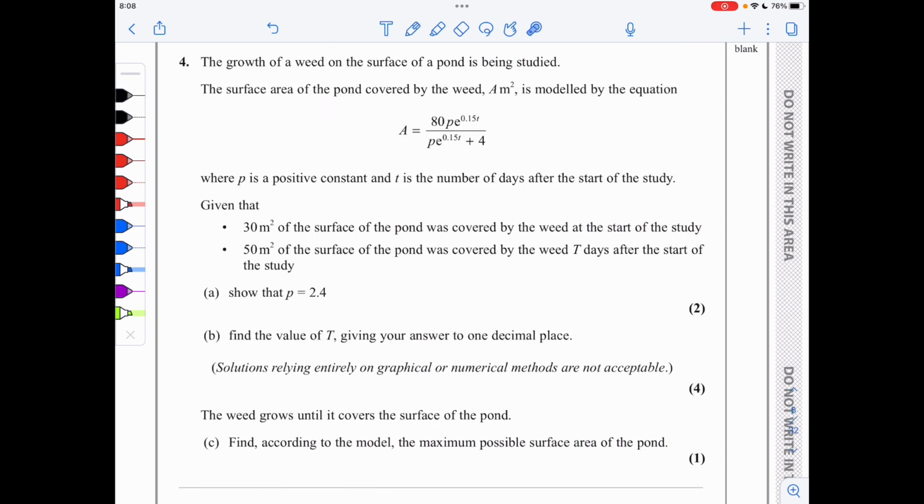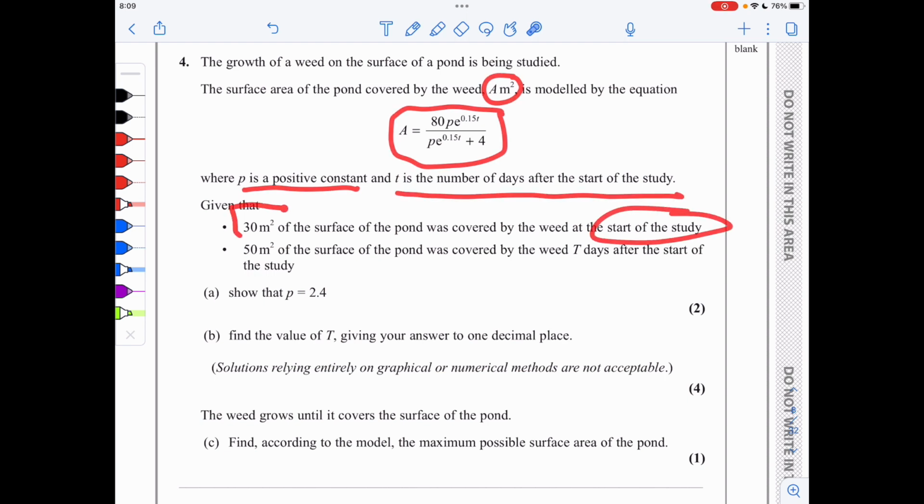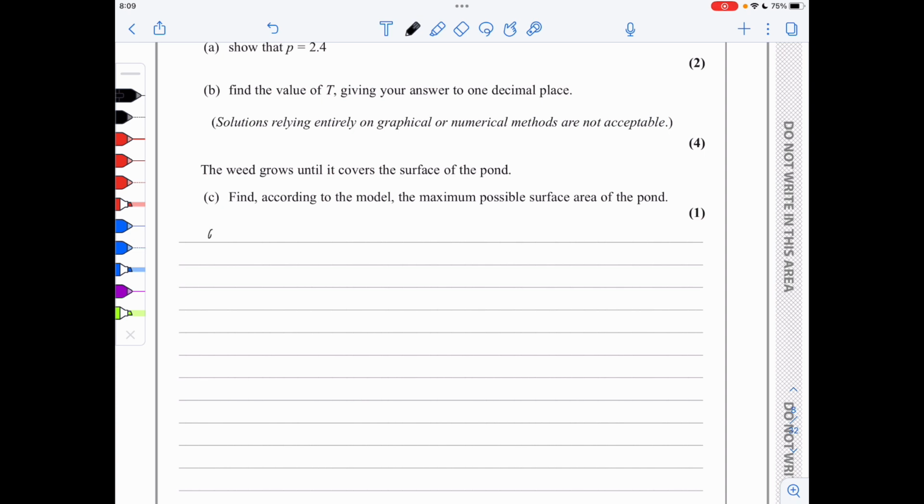In question 4, we are told that the surface area A is given by this equation here, where p is a positive constant and t is the number of days after the start of the study. Now, initially we have 30 square meters of surface and we need to show that p is 2.4. So I will use the fact that when t is 0, then capital A is 30, and I will substitute. This means that 30 is equal to 5p over p plus 4. This is because e to the 0 is 1. I will cross multiply, leading to 30p plus 120 is 50p, and therefore 120 is 20p. So 120 over 50 is p, which turns out to be 2.4 as required.